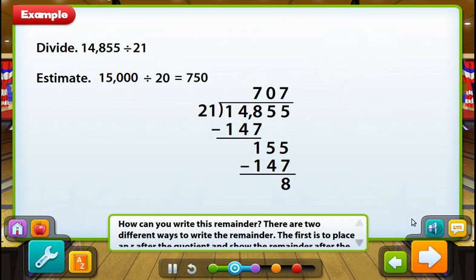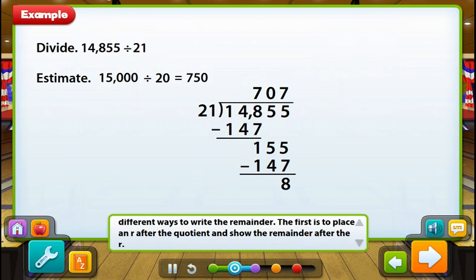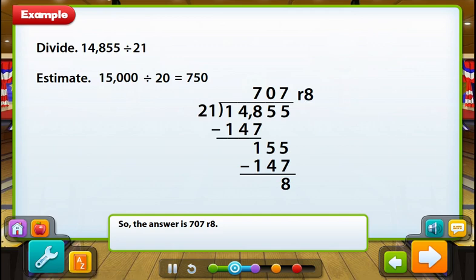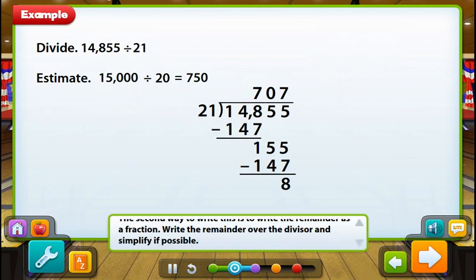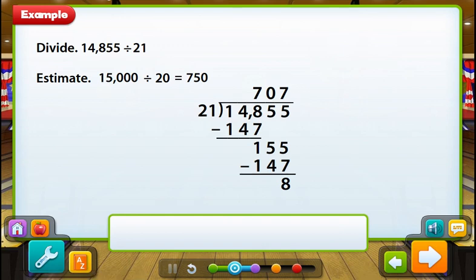How can you write this remainder? There are 2 different ways to write the remainder. The first is to place an R after the quotient and show the remainder after the R. So the answer is 707, remainder 8. The second way to write this is to write the remainder as a fraction. Write the remainder over the divisor and simplify if possible. So the answer is 707 and 8/21.